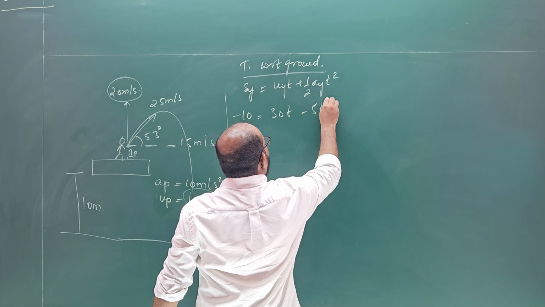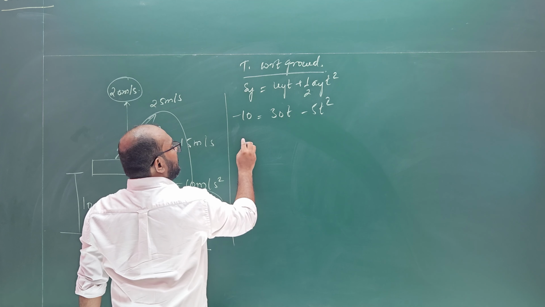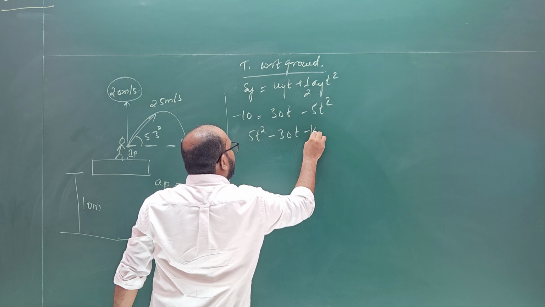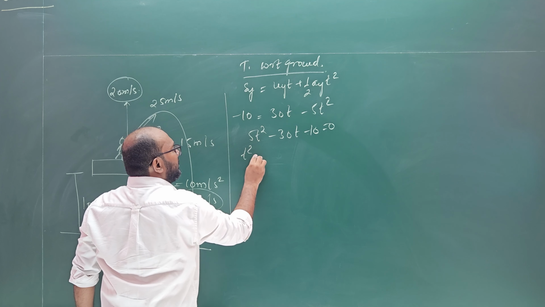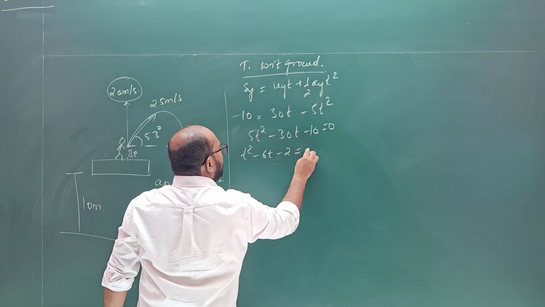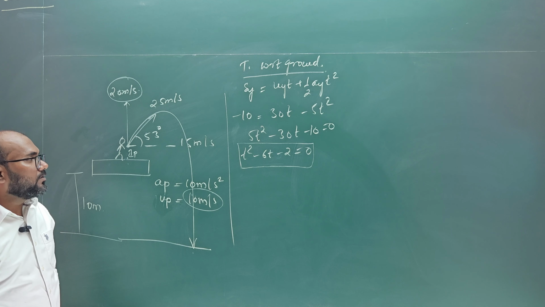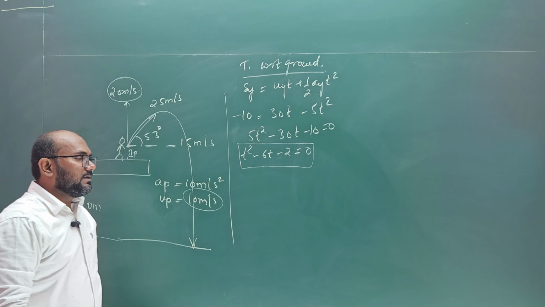30t minus 5t square. Can I write it like this? Or can I say that, rearranging, 5t square minus 30t minus 10 equals 0, or t square minus 6t minus 2 equals 0. It's a quadratic equation. You will get two values after solving this, and reject the negative one.